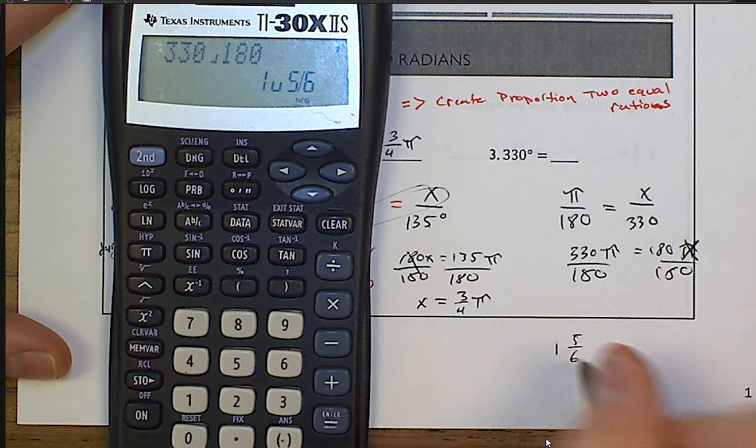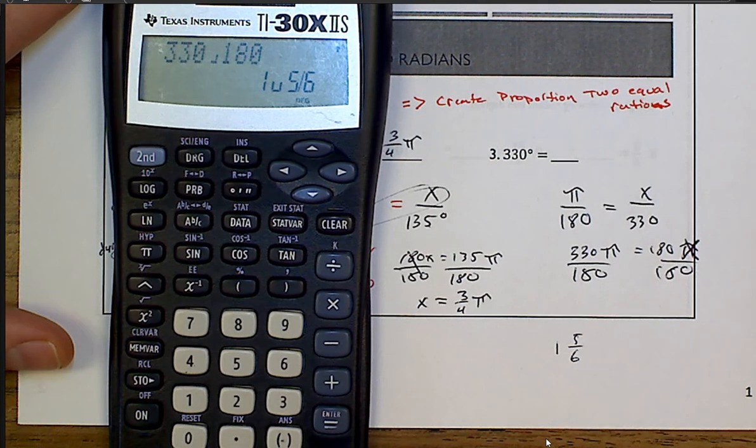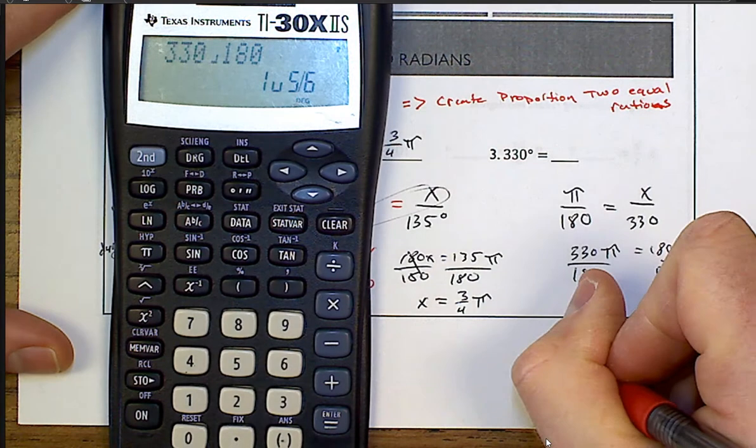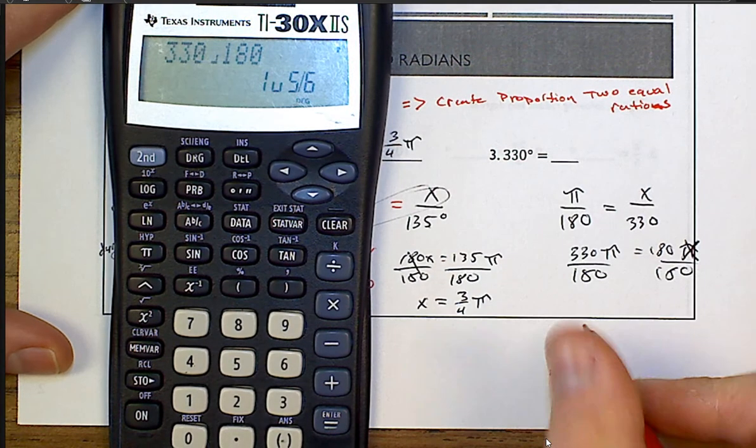Now, usually when we do radians, we want to keep it as an improper fraction. So do you remember how to change a mixed number to an improper fraction? You multiply, right? 6 times 1, and then you add 5.